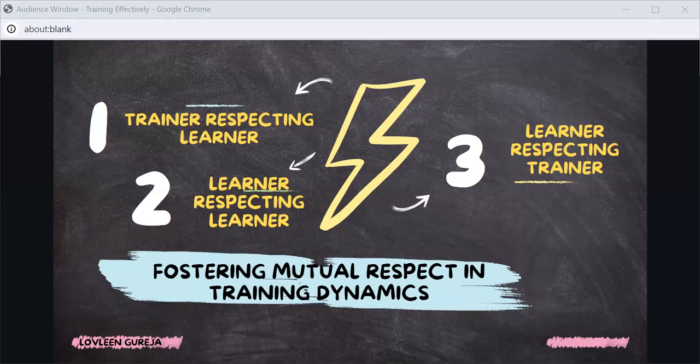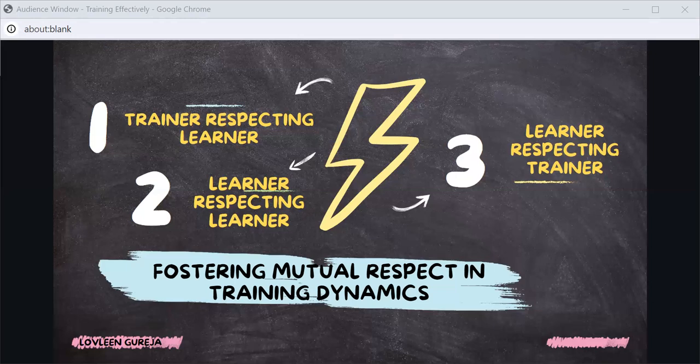So how does a learner show it? By actively participating, by offering feedback, maintaining open communication. So learners play a crucial role in creating a positive and constructive learning atmosphere. But how can you do that? You need to cultivate a culture of respect from the learners towards the trainers. So how can you do it? You can apply a few strategies.